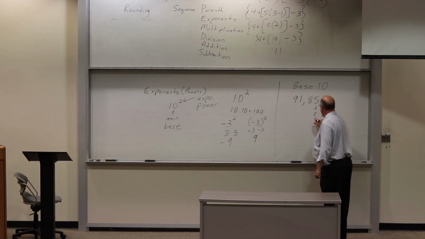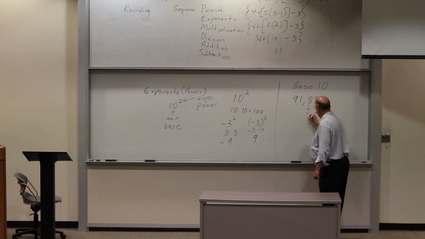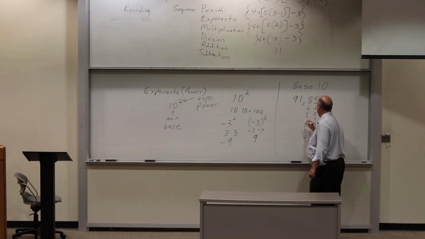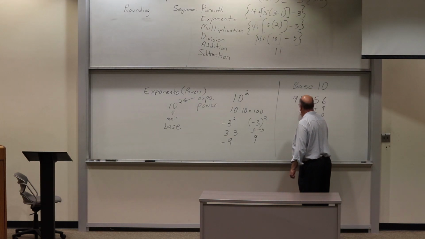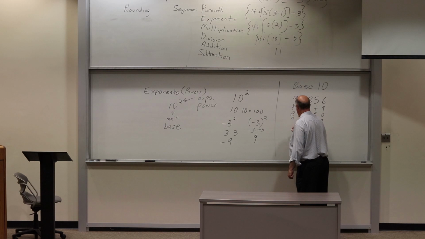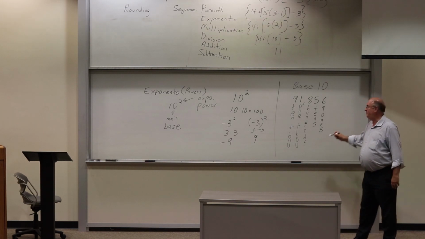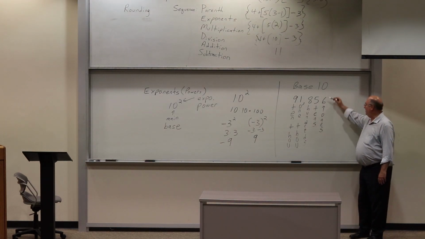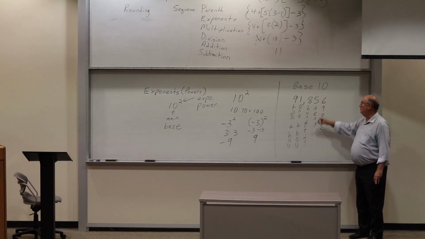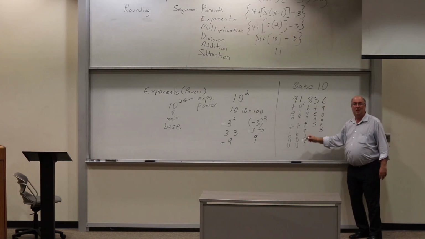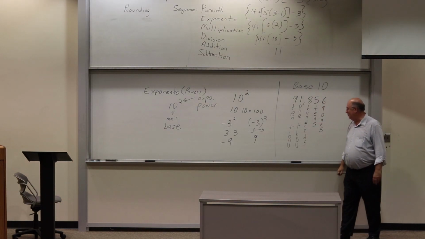Tens, hundreds. Okay, so going right to left, we have the ones column, we have the tens column, we have the hundreds column, we have the 1,000s column, and we have the 10,000s column.